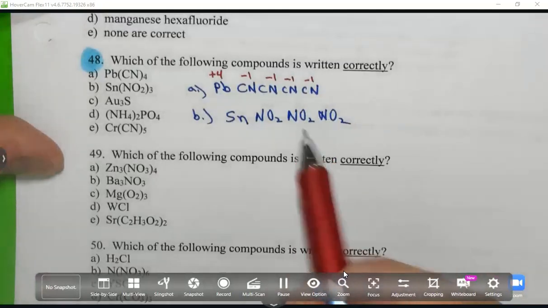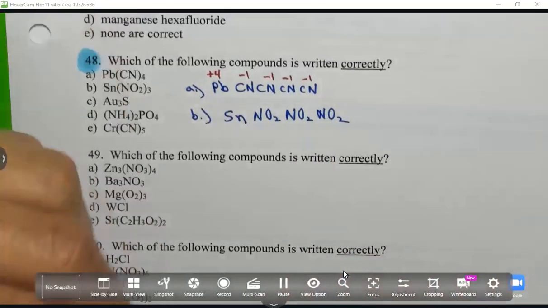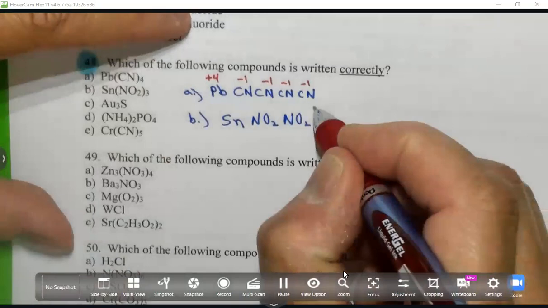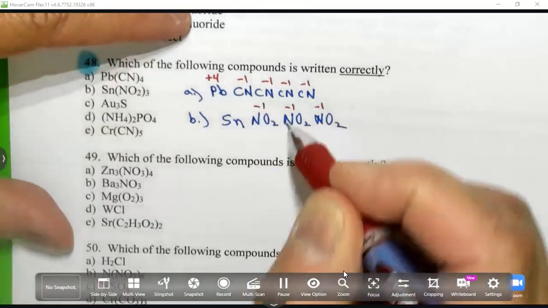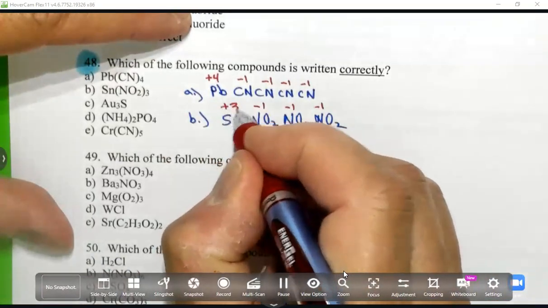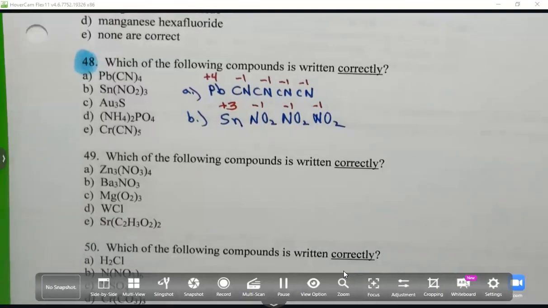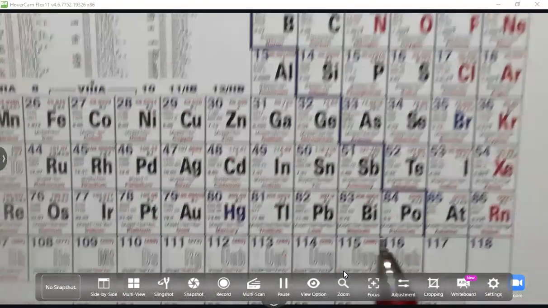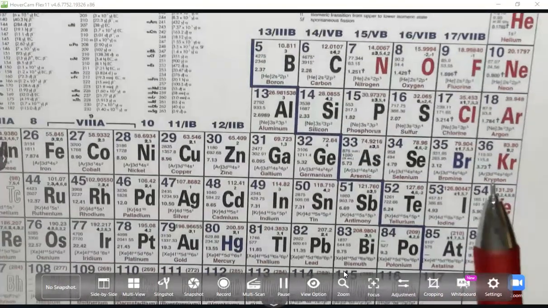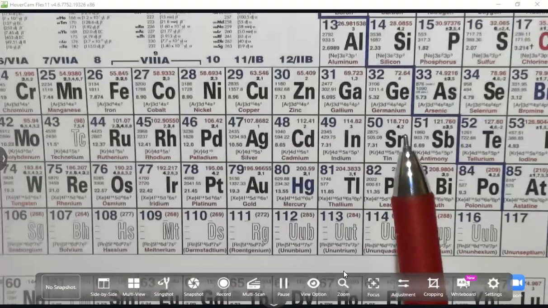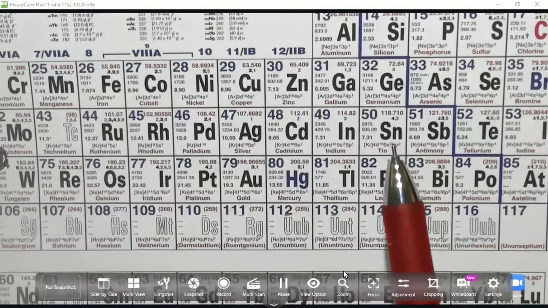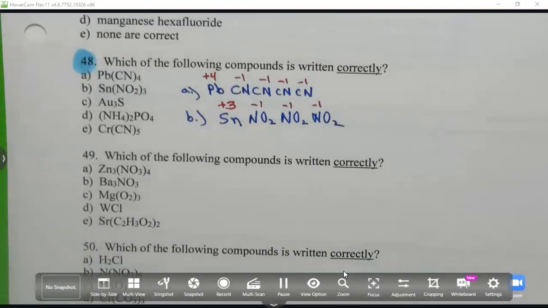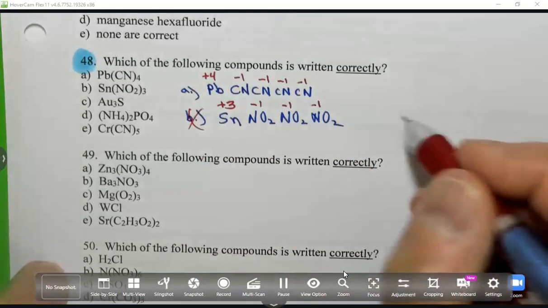And these NO2s are nitrites. And those nitrites are -1s. That means we have tin 3. If I look up tin here, tin is a 2 or a 4, so that doesn't work, right? Remember, you always know what the negative is. So we know this doesn't work.